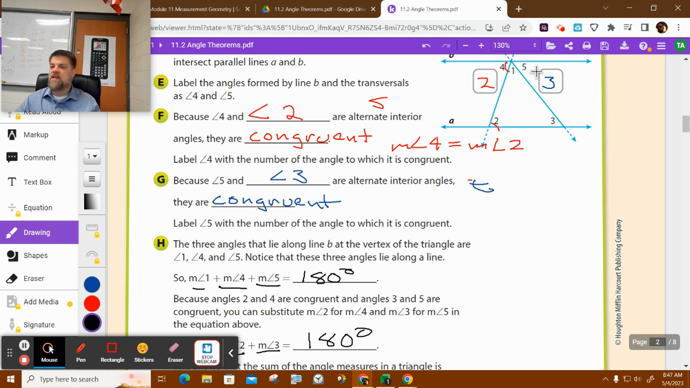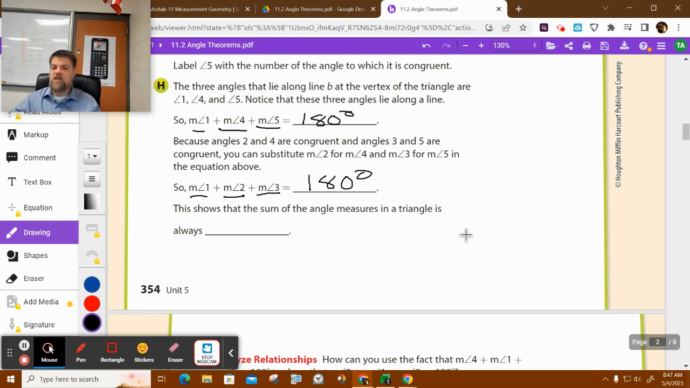But we know that because of the transversal properties, we just proved it. Okay? So what does that mean? Always 180. It's always 180, and we proved it using math.